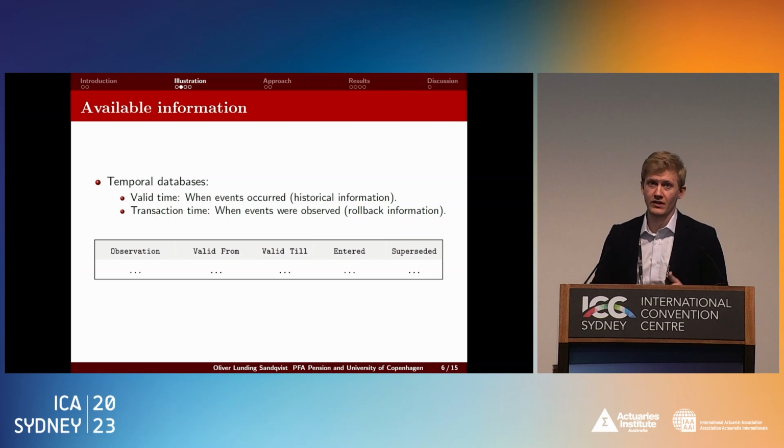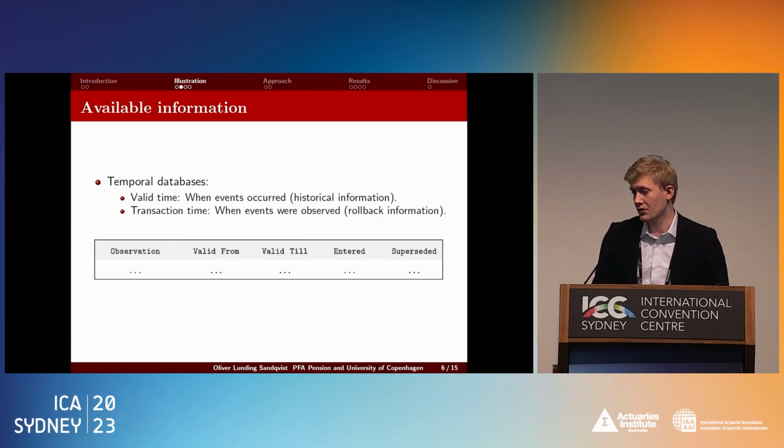And this tells you when the different informations were observed by you, the insurer. So generally, you can represent it like this. You have some observation here, for example, that a person became disabled. And this is then valid in some period. So he is disabled from some date to some other date.